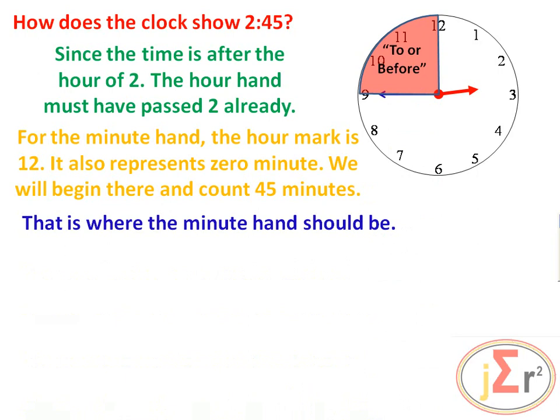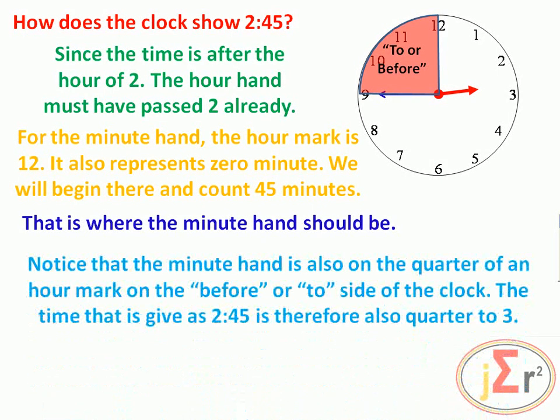Do not forget that we have the 2 or before sign, and that is the second half of the clock. And not only that, notice that the minute hand is also on the quarter of an hour mark on the before or to side of the clock. The time that is given is 2:45. It is also therefore a quarter to 3.